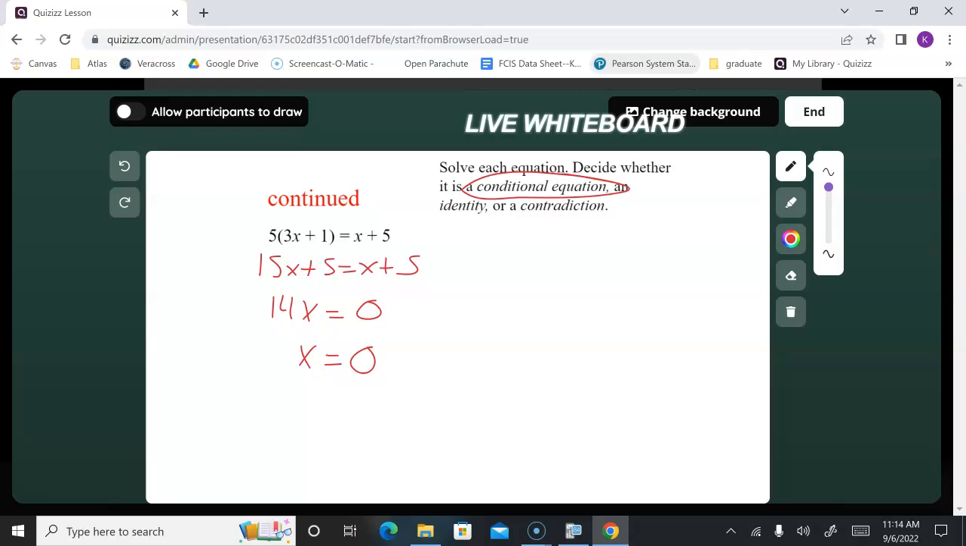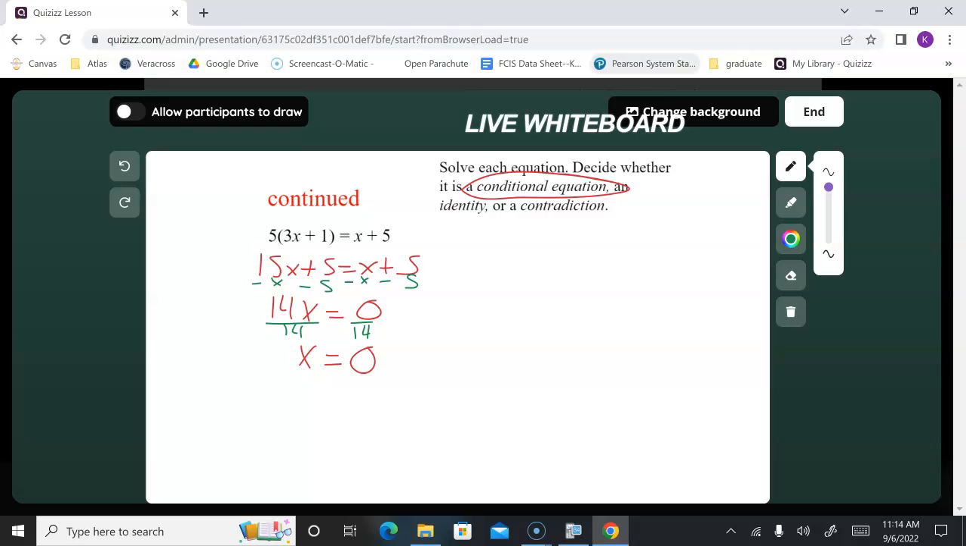I divided 0 by 14. So I subtracted 5 here, divided by 14. And I subtracted x here. Wait, so what's the answer? Is it a contradiction? No. 0 is a number. My variable did not cancel out in that process. My variable's still there. That's the difference between this one and the first one.